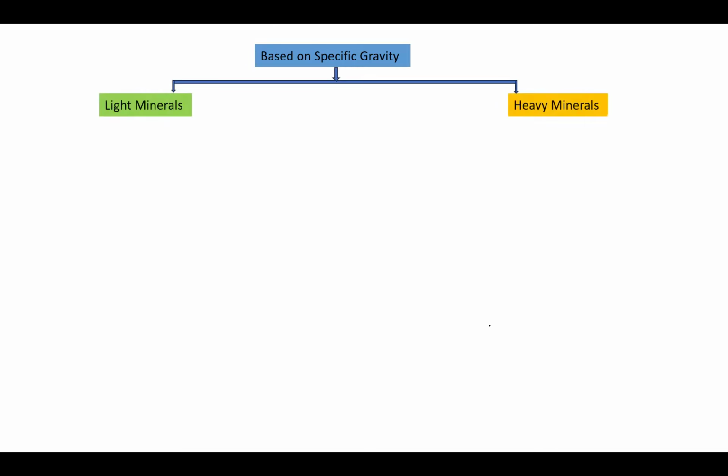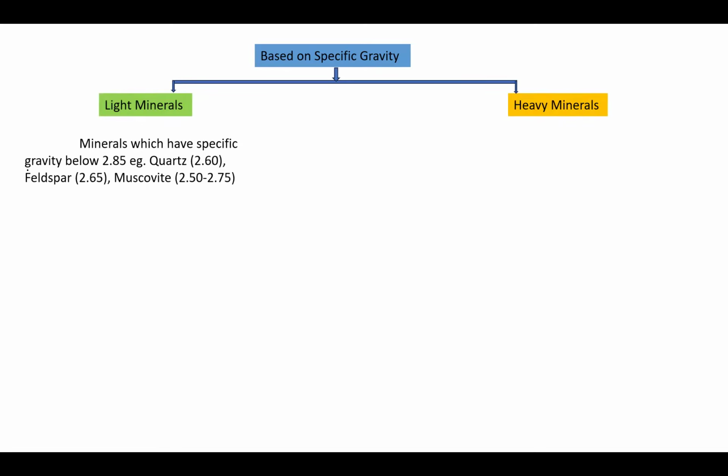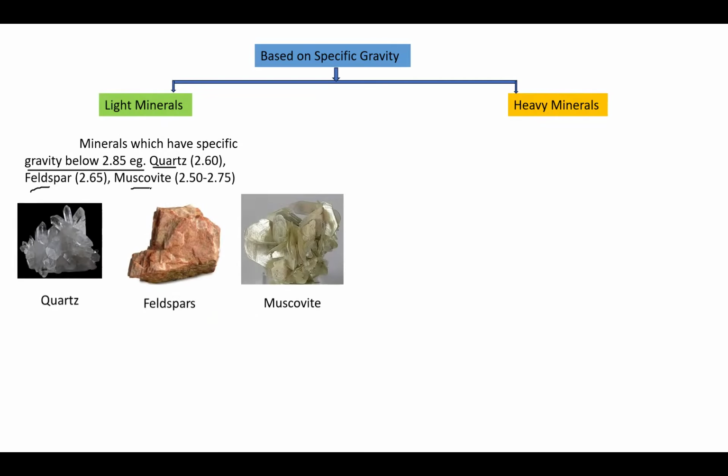Based on specific gravity, the minerals are classified as light minerals and heavy minerals. What are light minerals? Minerals having specific gravity below 2.85 are considered light minerals. What are those? Quartz, feldspar, and muscovite. These are the images: quartz, feldspar, and muscovite. Those having less than 2.85 specific gravity are considered light minerals.